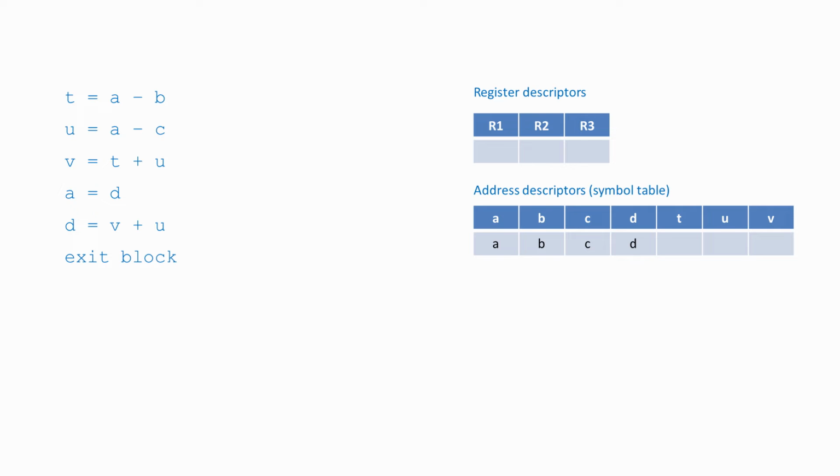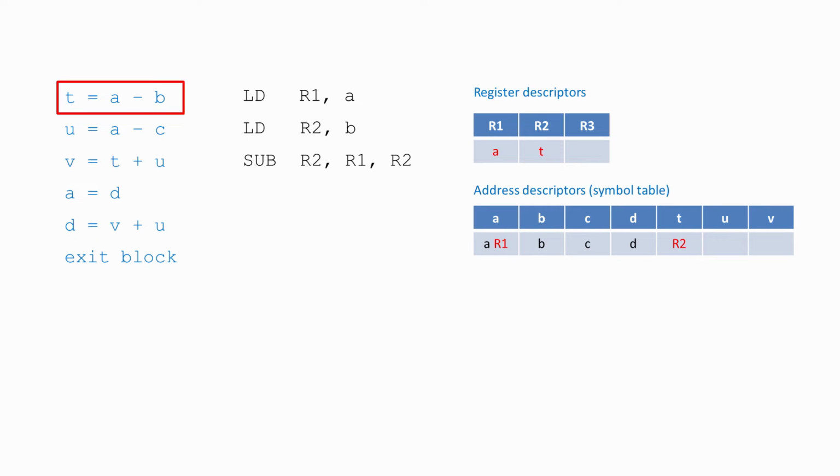The first 3-address instruction does 2 loads, making use of registers R1 and R2. The value of variable B is not used again within the basic block, so the result of the first subtraction operation, T, is put into register R2. The most up-to-date value of B is still in memory. This is what the register and address descriptors look like now. The register descriptors for R1 and R2 indicate their contents, and the address descriptors show the current locations of the values of the variables.